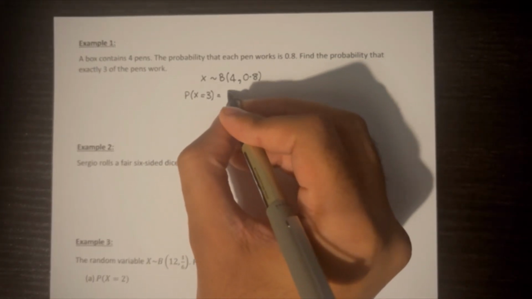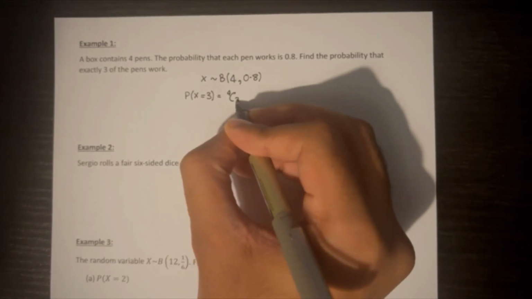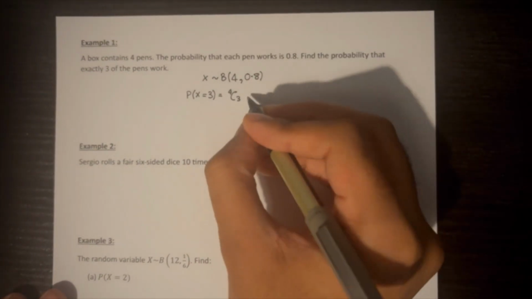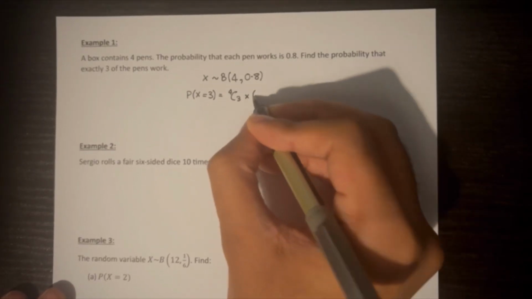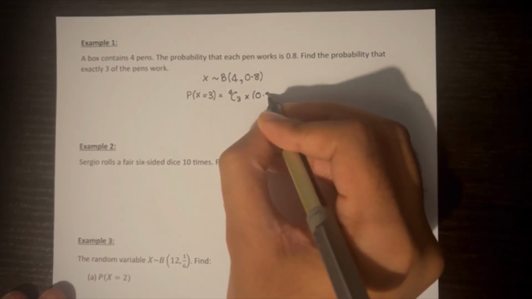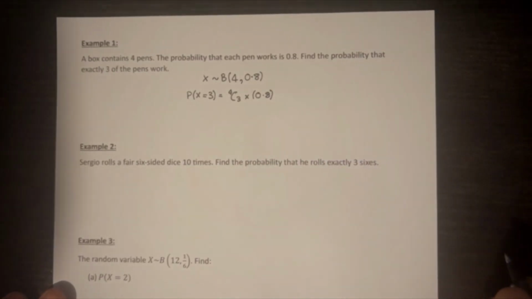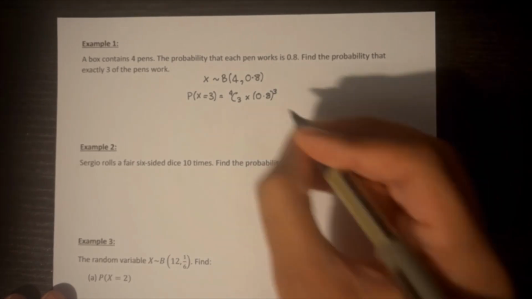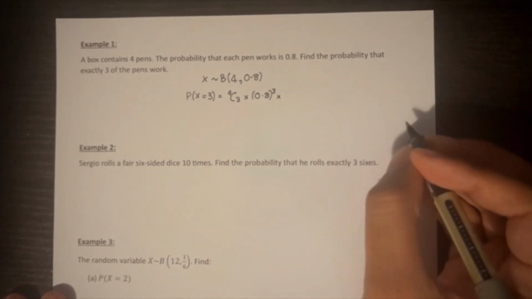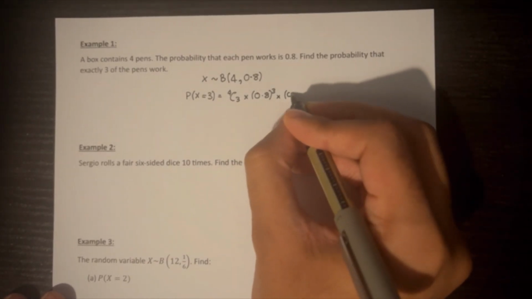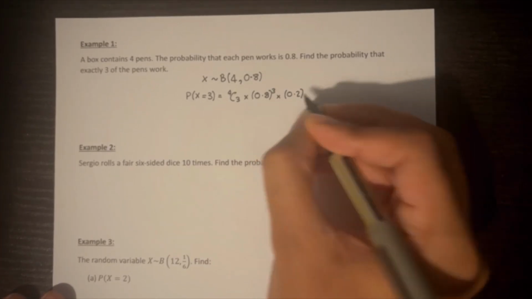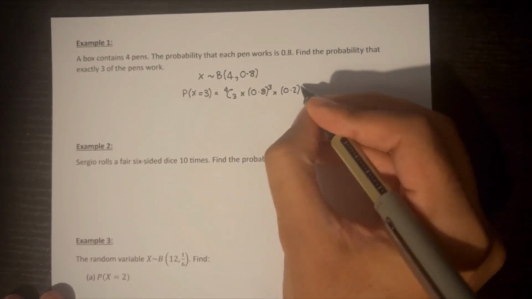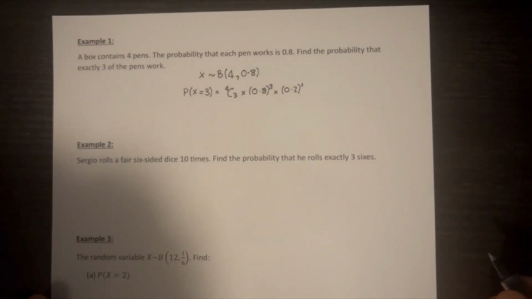4C3, since we're interested in 3 pens working out of 4, times the probability of success, 0.8, to the power of the number of successes, well, we want 3, times the probability of failure, 0.2, to the power of the number of failures. And if there were 3 successes out of 4 trials, there must have been 1 failure.